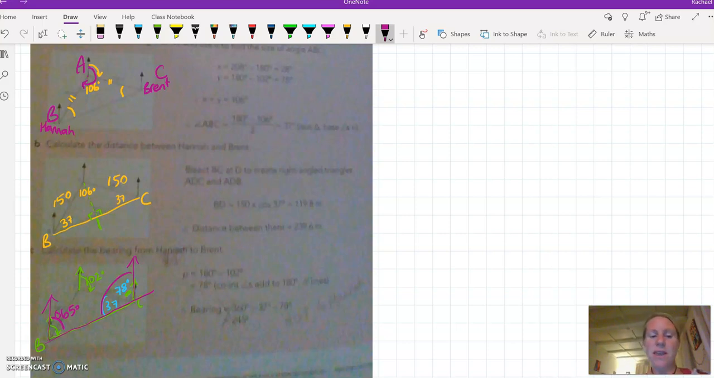You'll see what they've done there, because they were doing it for Brent, is they've actually gone around this way. They've worked out the 78, and then they've gone around. They've said, okay, well, it's 360 all the way around, minus that 78, minus that 37 to just get them to here. And that's how we would attack a bearing that was like that.